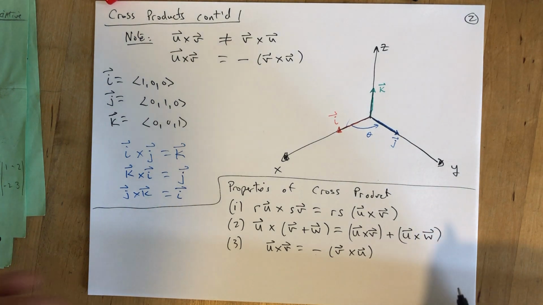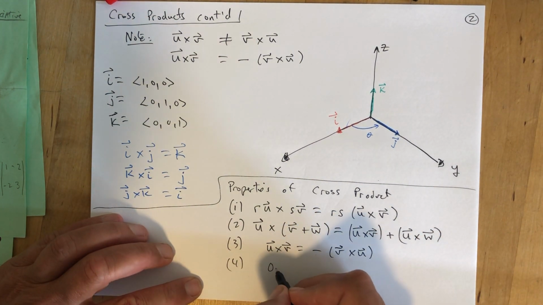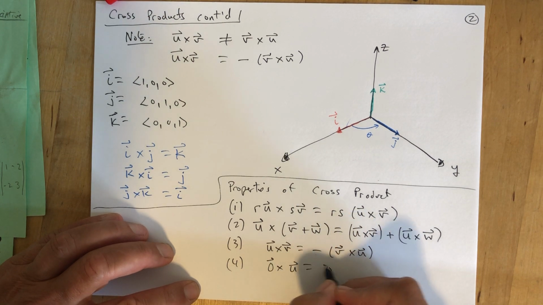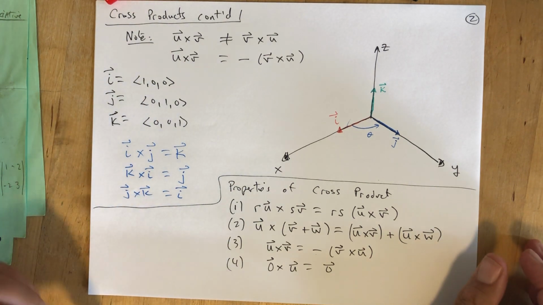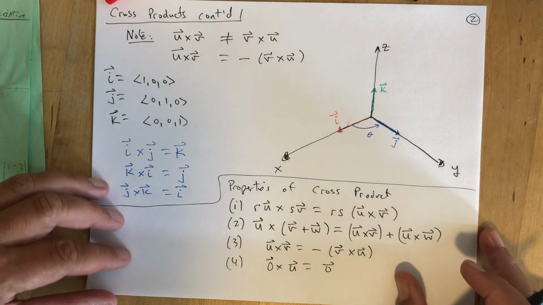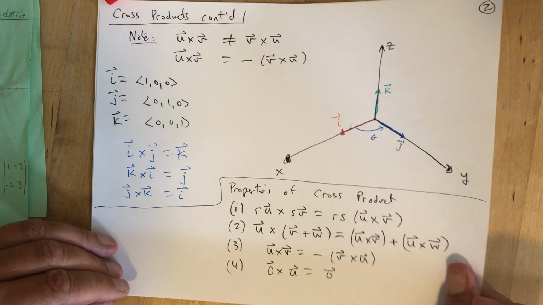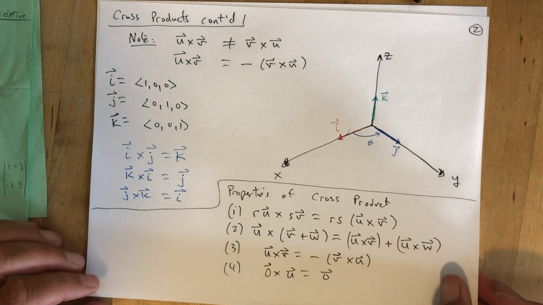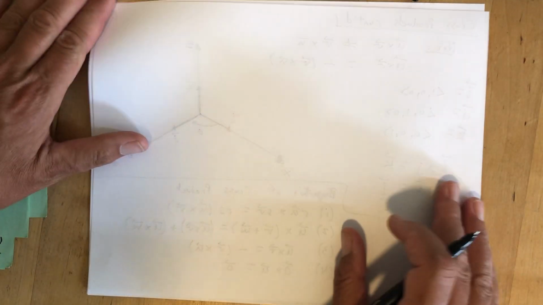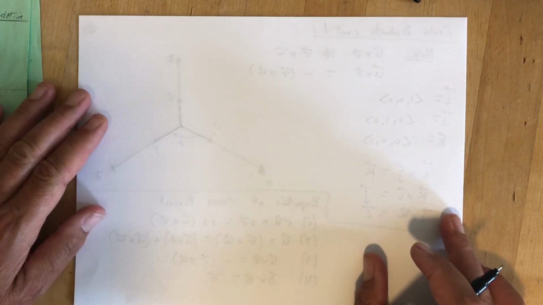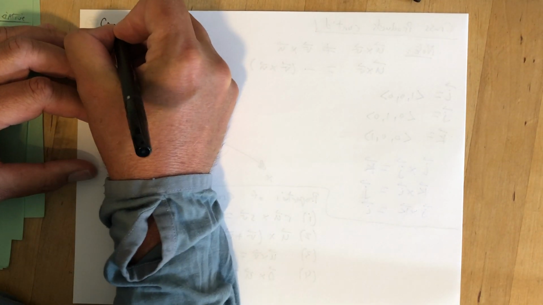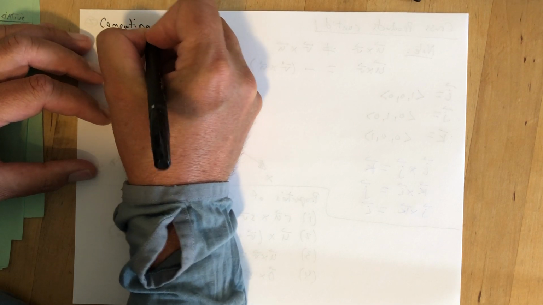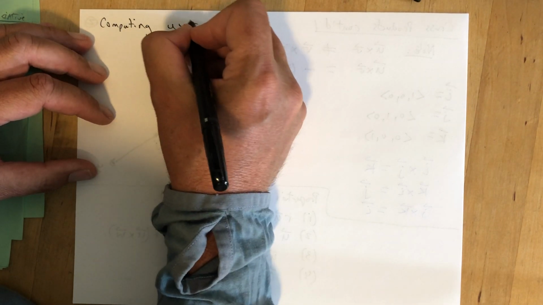And lastly, if I take the 0 vector and cross it with u, I get the 0 vector. Okay. So, how do we compute the cross product here? Because that's what we want to be able to do, right, is do some computations. Computing u cross v.